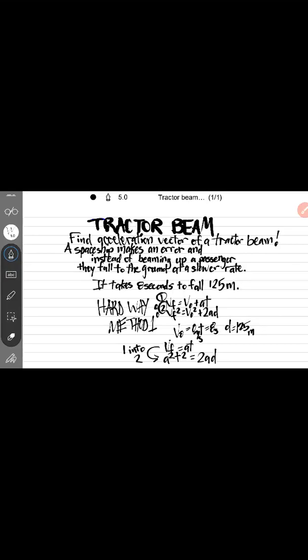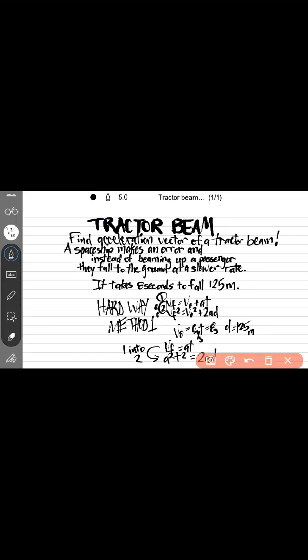We're going to do the tractor beam problem today. Find the acceleration vector of a malfunctioning tractor beam. The spaceship makes an error, and instead of beaming up his passenger, the passenger just slowly falls to the ground. It takes him 8 seconds, and he falls 125 meters.